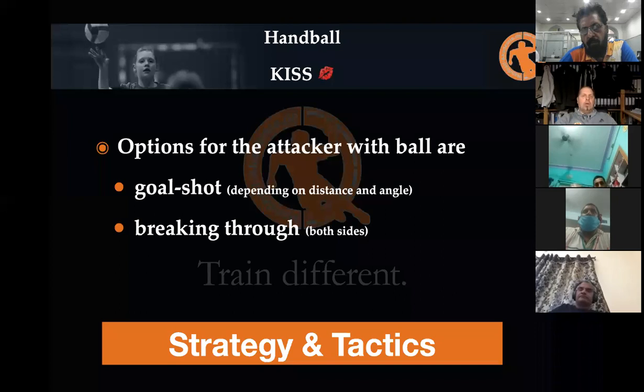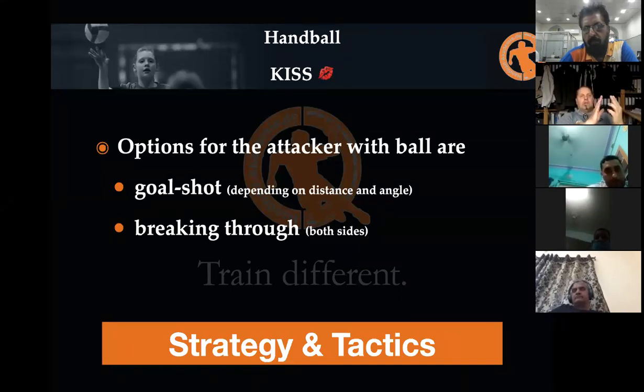Second is breaking through. It can be to the strong side or to the weak side, the strong hand or to the other side of the attacker. A good defender, again, reduces the options for the attacker, taking a position so that moving on one side is not possible. Give him the invitation to the other side.